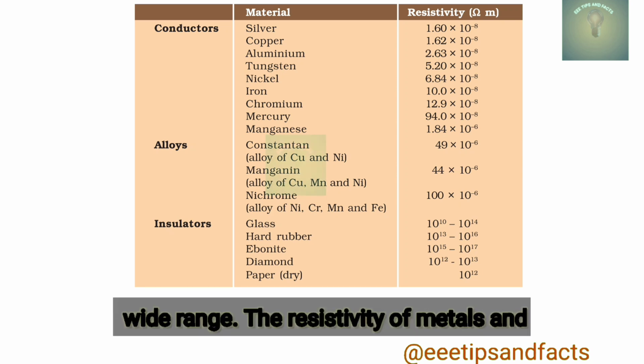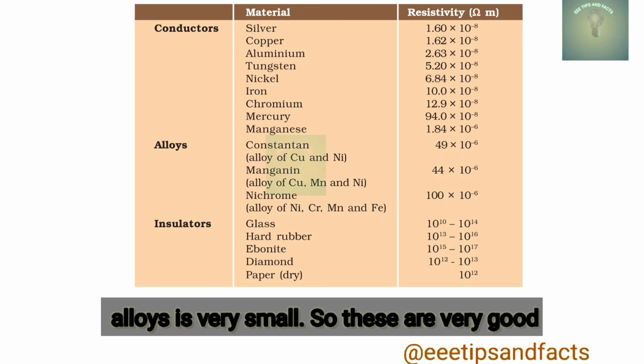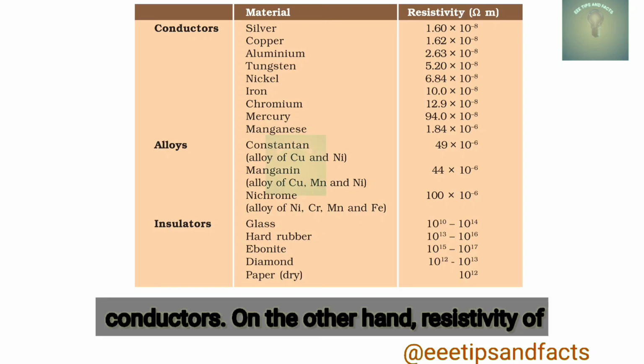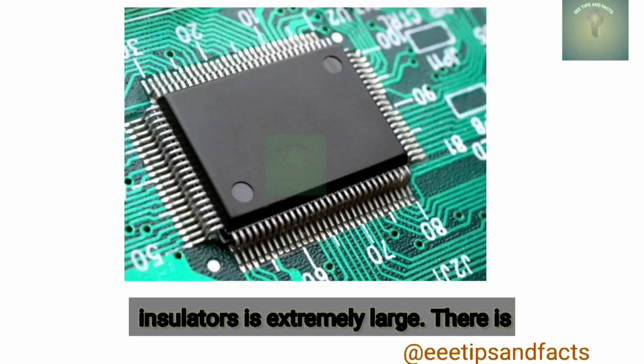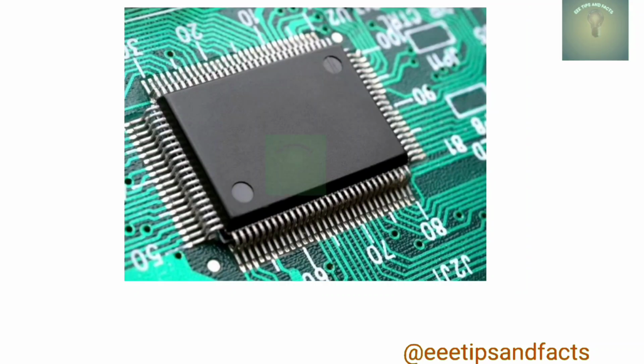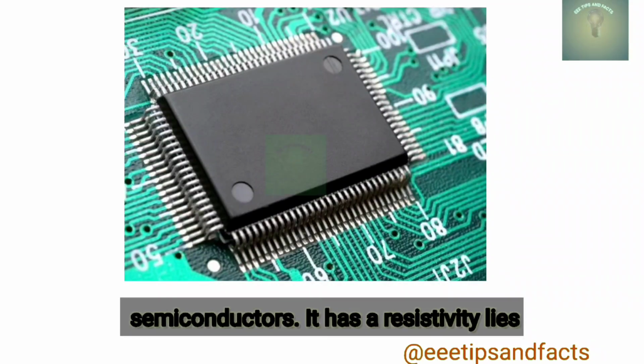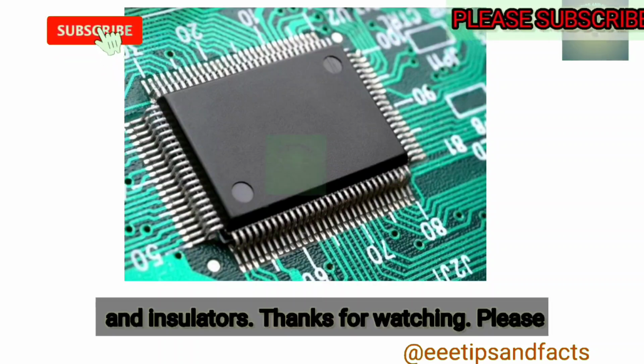The resistivity of metals and alloys is very small, so these are very good conductors. On the other hand, resistivity of insulators is extremely large. There is also an intermediate class, that is semiconductors. It has a resistivity that lies between conductors and insulators.